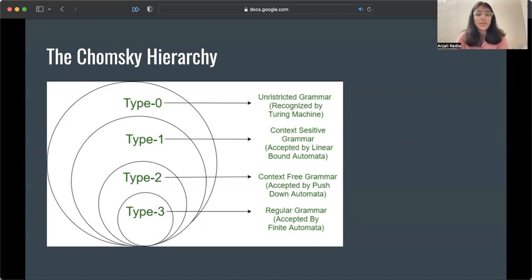As we can see in this chart, the Chomsky hierarchy has 4 types. Type 3 is regular grammar, which is accepted by finite automata. Type 2 is context-free grammar, which is accepted by push-down automata. Type 1 is context-sensitive grammar, accepted by linear bound automata. And type 0 is unrestricted grammar, which is recognized by Turing machine. From these types, we use the type 2 grammar, that is, the context-free grammar.